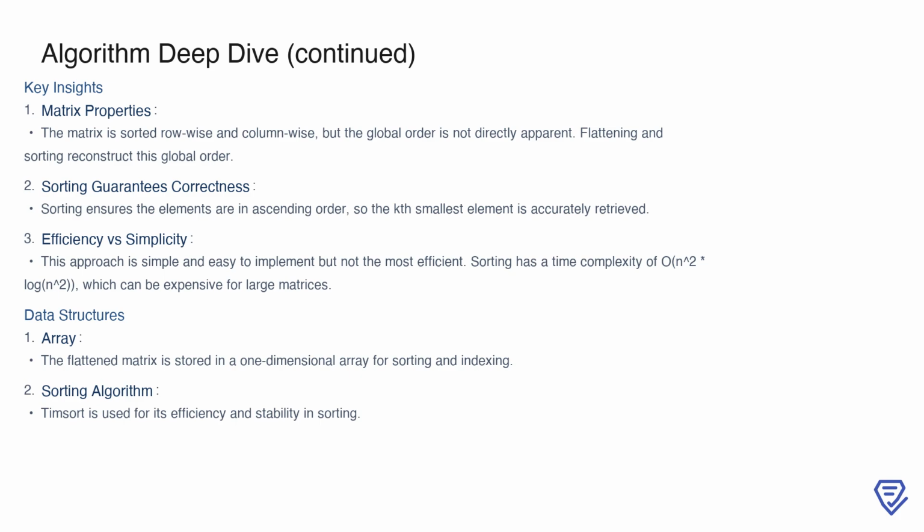However, this simplicity comes at a cost. The approach is computationally expensive, with a time complexity of n^2 * log(n^2) due to the sorting step. This can make it impractical for very large matrices. From a data structure perspective, the flattened matrix is stored in a one-dimensional array, which serves as the input for the sorting algorithm. TimSort is utilized here, chosen for its efficiency and ability to handle real-world data effectively.